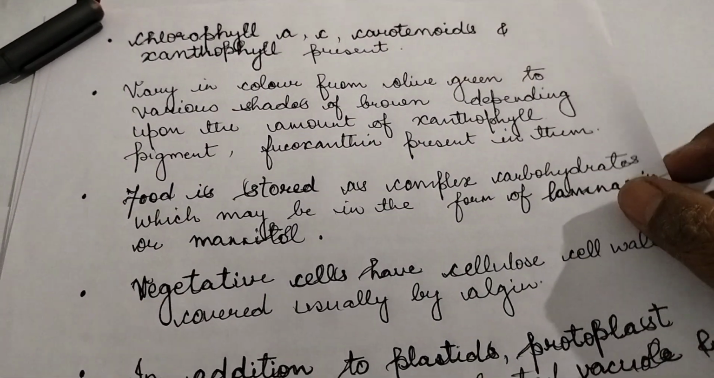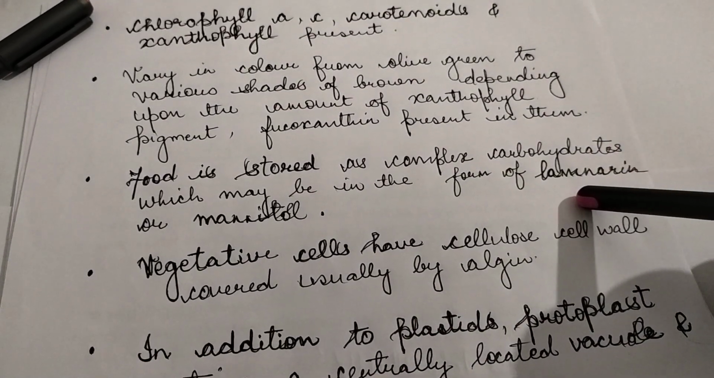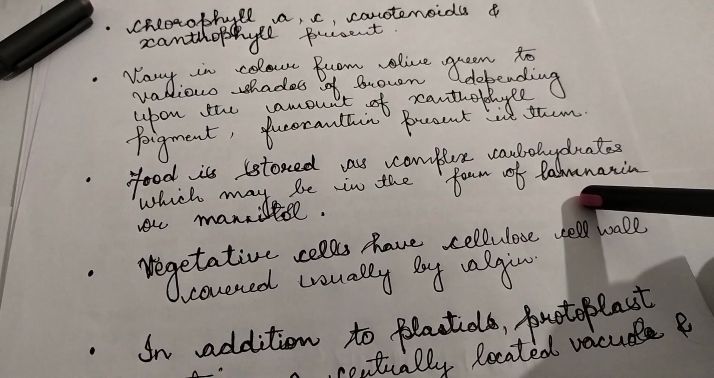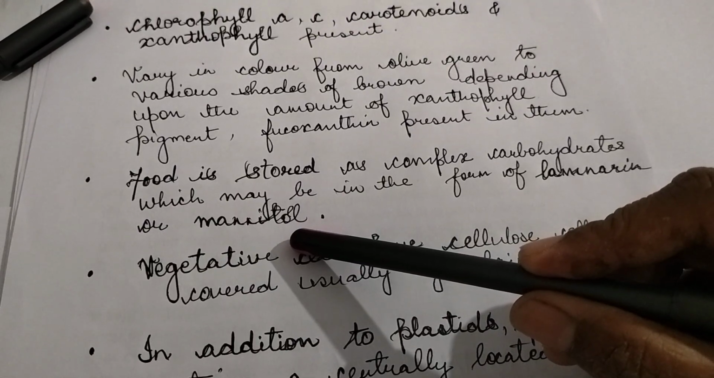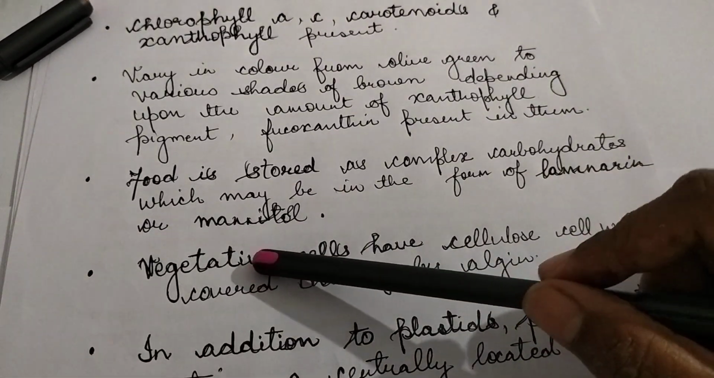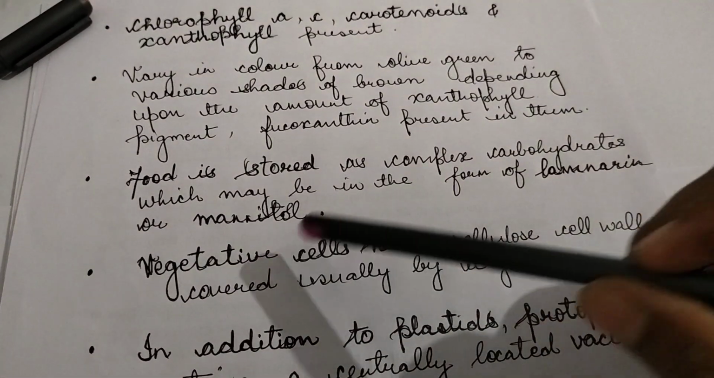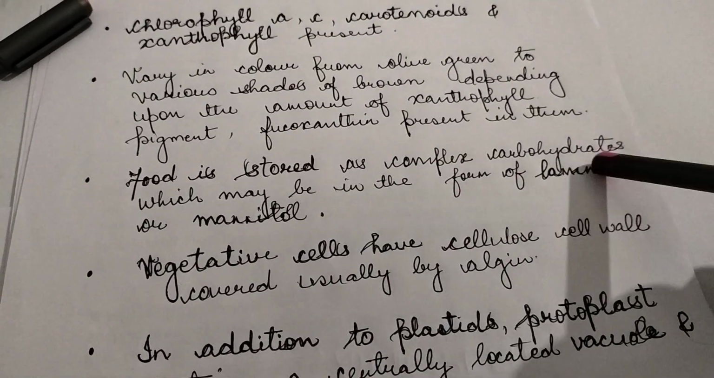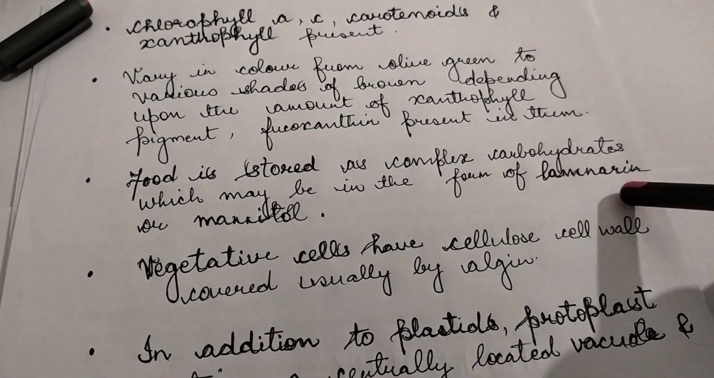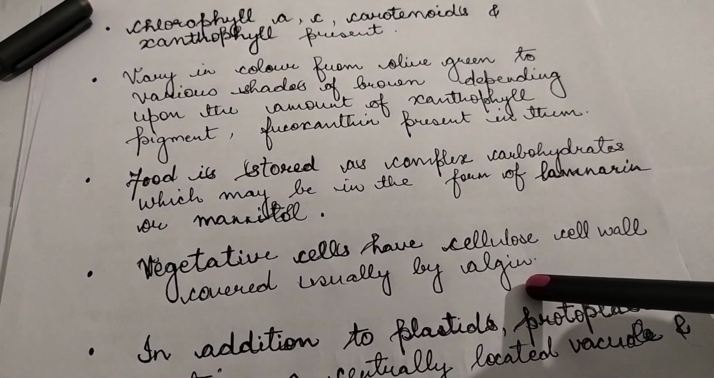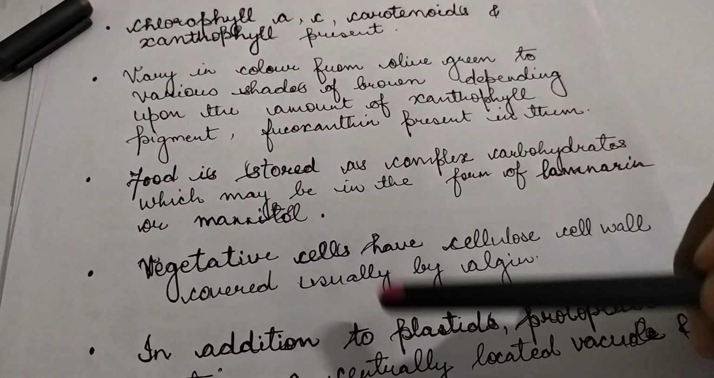Now in Phaeophyceae, food is stored as complex carbohydrates which may be in the form of laminarin or mannitol. What is laminarin and mannitol? It is the stored food present in brown algae. And what is this? It is a complex carbohydrate. So food is stored as complex carbohydrates which may be in the form of laminarin or mannitol.